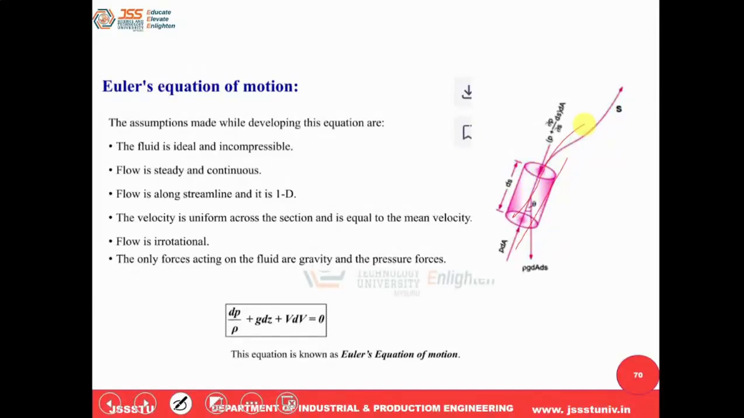So what Euler did, for ideal conditions that are not practically possible, was make some assumptions. What assumptions did he make? The first assumption is that the fluid is ideal and incompressible. Ideal fluid means viscosity is 0. That is itself why I call it not a practical equation, because an ideal fluid is never present on the earth. Incompressible means it cannot be compressed, like water, and the flow is steady.